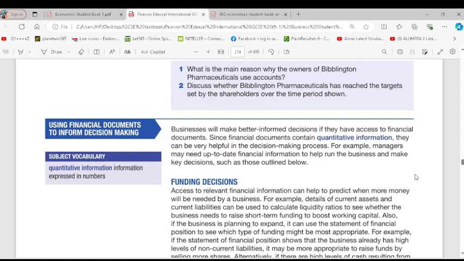Okay, so we move down. So we have using financial documents to inform decision making. Are you there? Using financial documents to inform decision making. Okay. Sure. Are you with me? I'm with you.